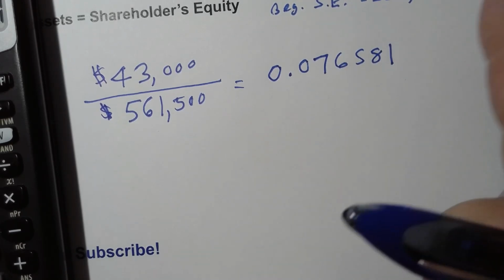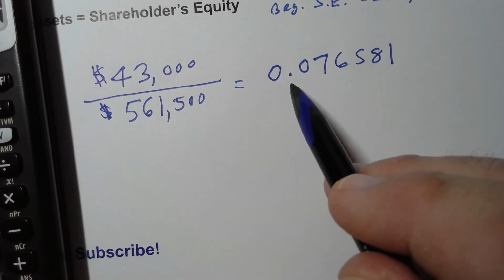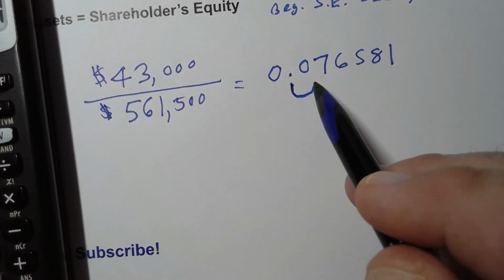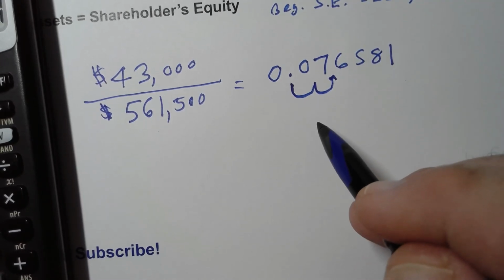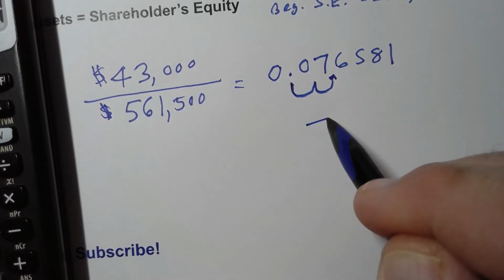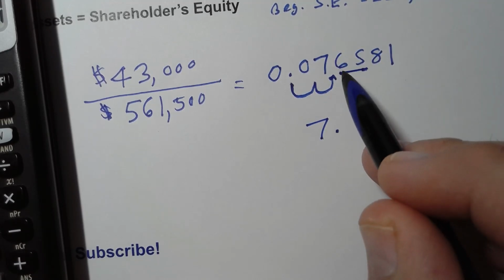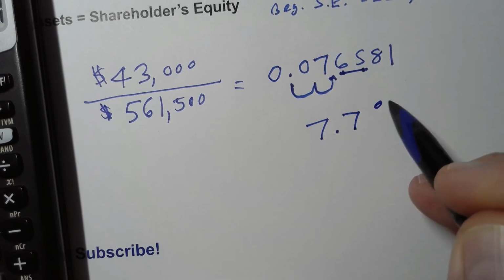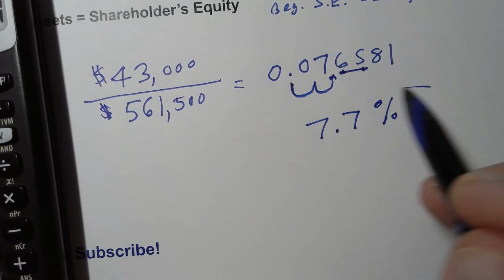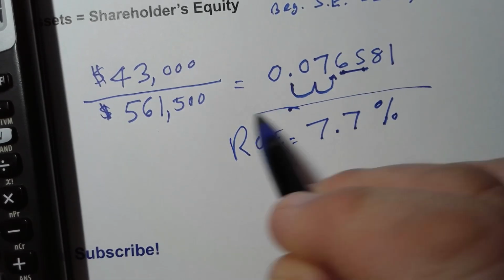And if you don't remember how to do that, I've got a video linked up here reminding you how to do that. Basically, we're going to move the decimal place over twice. And so our return on equity is 7 point, and then the 6 we're going to round because it's a 6 followed by a 5. This becomes a 7. 7.7% is our return on equity.